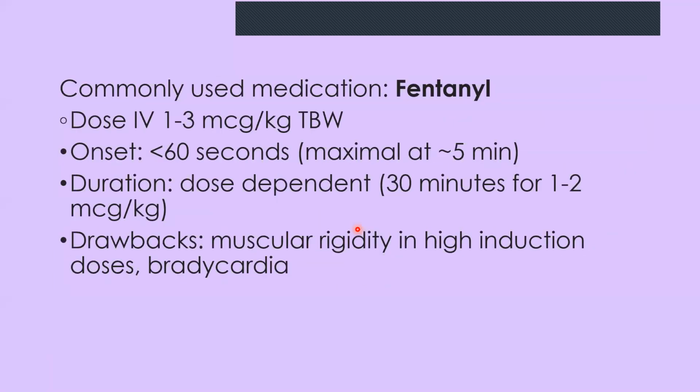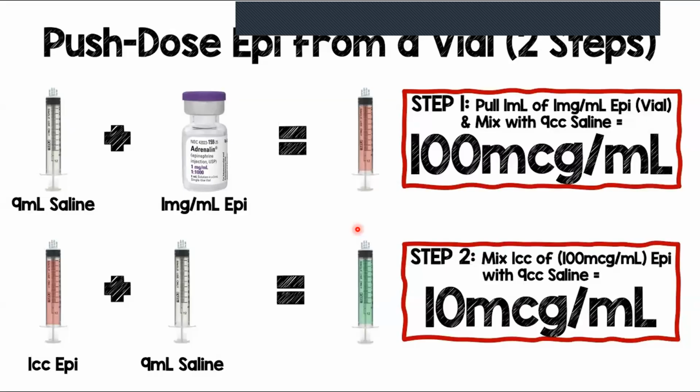So for fentanyl, how do we prepare? Usually we give 1 to 3 microgram per kilo. Onset dia less than 60 seconds, sangat cepat lah. Duration is dose dependent, but it can last 30 minutes for every 1 to 2 microgram per kilo. But the adverse effects, it can cause muscular rigidity in high induction dose and also bradycardia. So the push dose that I mentioned, how to prepare. And so fentanyl semua bagi fentanyl.